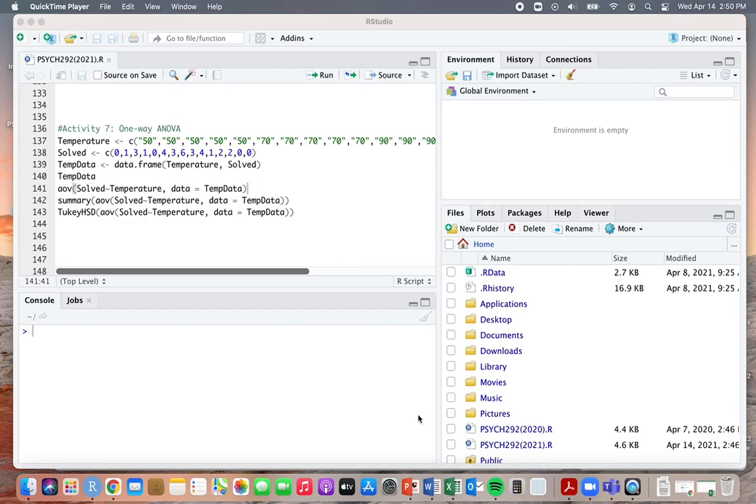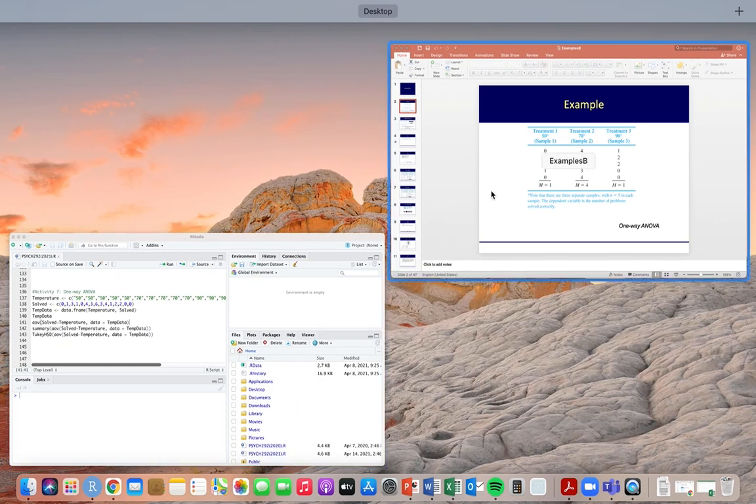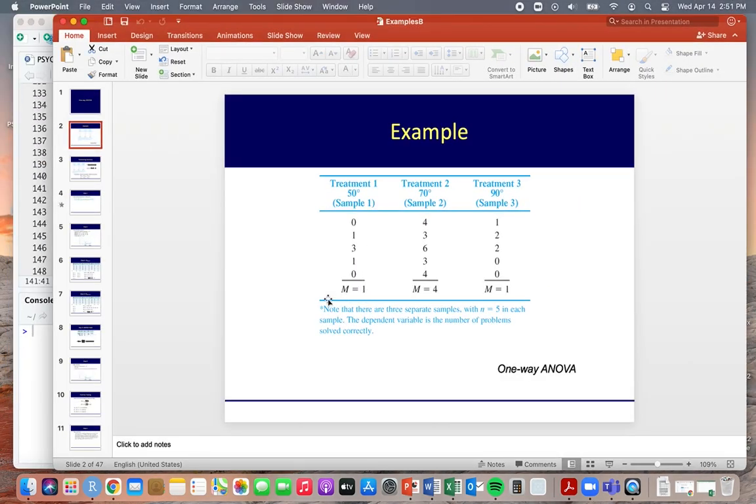In this video, I'm going to show you how to conduct a one-way ANOVA in R. Again, we're going to use the same example that we did for our computational videos. We have three different treatment conditions where participants are exposed to either 50 degrees, 70 degrees, or 90 degree temperatures, and we have 5 participants in each of these conditions. The dependent variable here is how many problems they were able to solve in these different conditions.